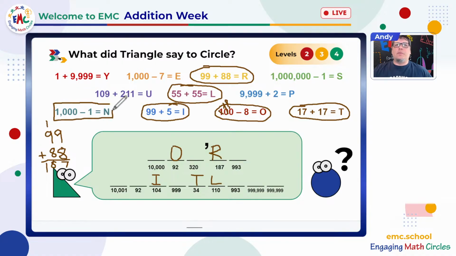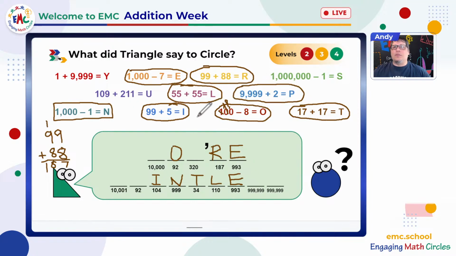Okay, let's go to 1,000 minus 1. That one's pretty easy. We all know that's 999, right? There puts an N there. Let's look at 1,000 minus 7. Very similar to our 100 minus 8. But we're going to have an extra 9. And instead of subtracting 8 and getting a 2, we're going to subtract 7 and get a 3. So we need a couple 9s, and then a 3. That looks like E is 993.